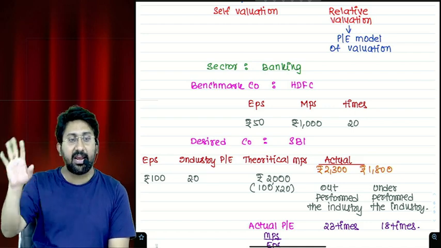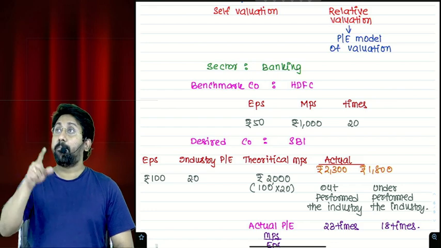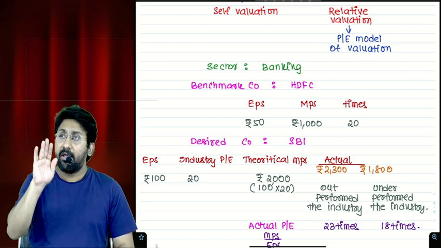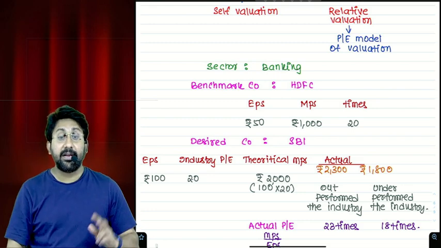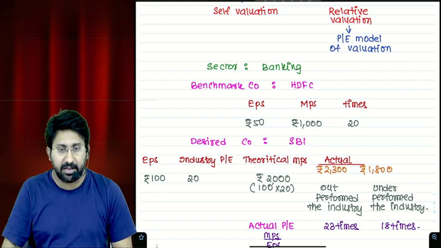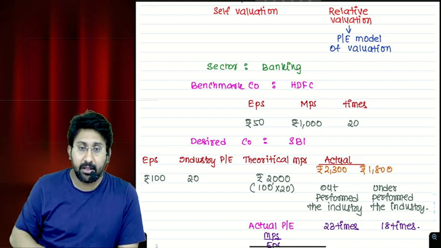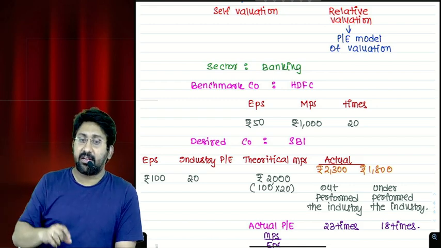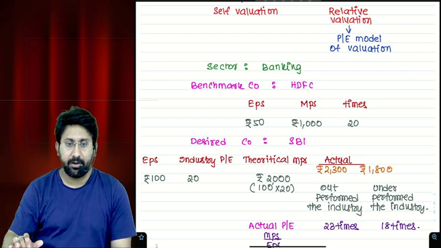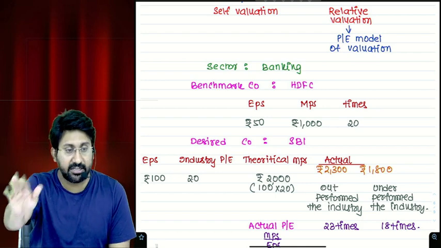When we go into market analysis, real numbers we will take. EPS of HDFC, for example, say 50 rupees. Market price that is getting traded is 1000 rupees. Comparing MPS and EPS, my MPS is how many times of the EPS? It is 1000 rupees, this is 50 rupees. That means the market price of the company is 20 times the EPS. This is the PE ratio of the industry. That means the banking sector will take 20 times PE ratio as a benchmark for its valuation.